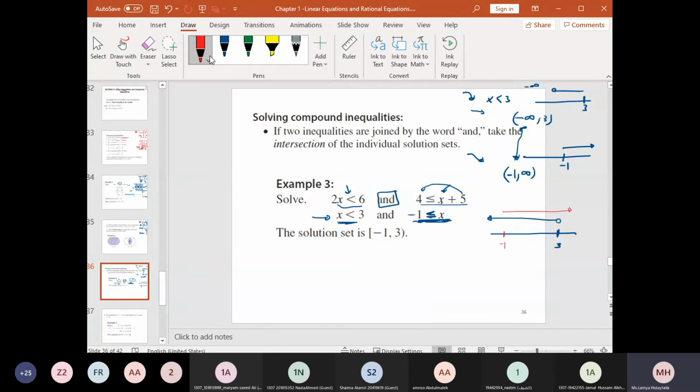Is minus 1 included? Yes, because here there is equality, so minus 1 is here. So what is the intersection of the two sets? It is all this part. So what is the solution? The solution is from minus 1 up to 3. It is this set, this part common between the two. Okay, clear? So "and" means the intersection.